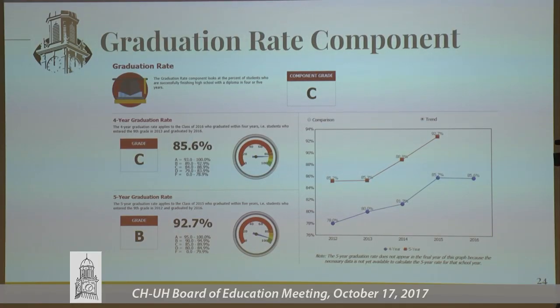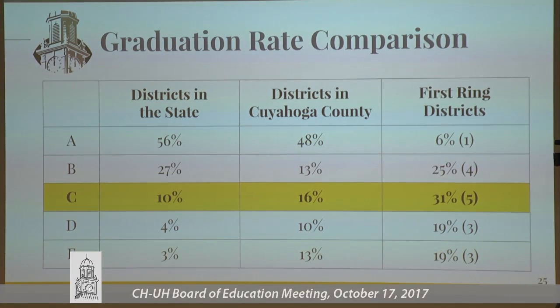So when we think about performance over time, we can see on the diagram on the right-hand side, where the red line represents the 5-year performance and the blue line represents the 4-year. Making comparisons to others, we do see that a majority of the districts across the state are falling in that A and B range. When we look into Cuyahoga County, we see the same pattern. And then when we look at First Grade, we see them chunked more in the B, C range.